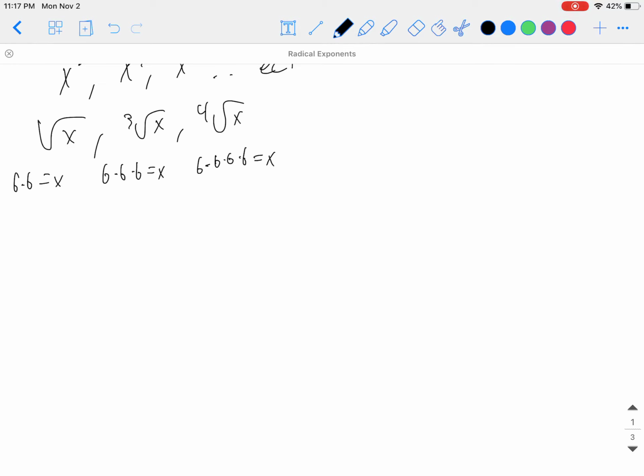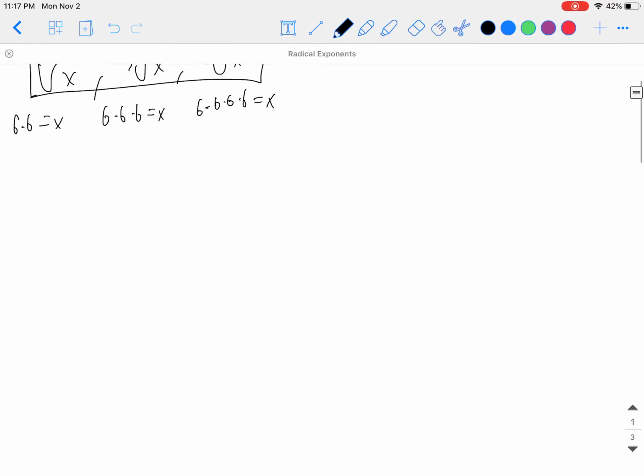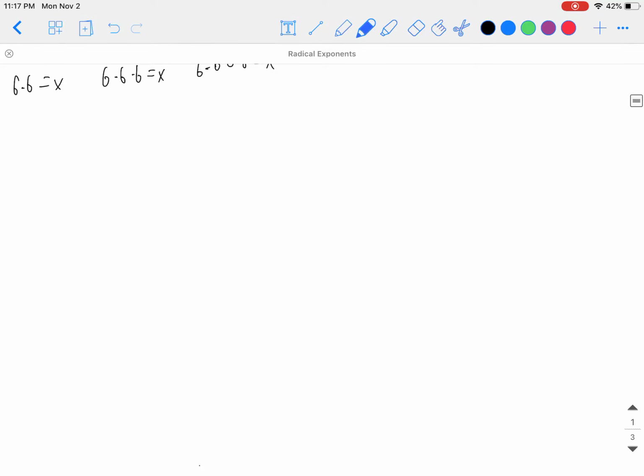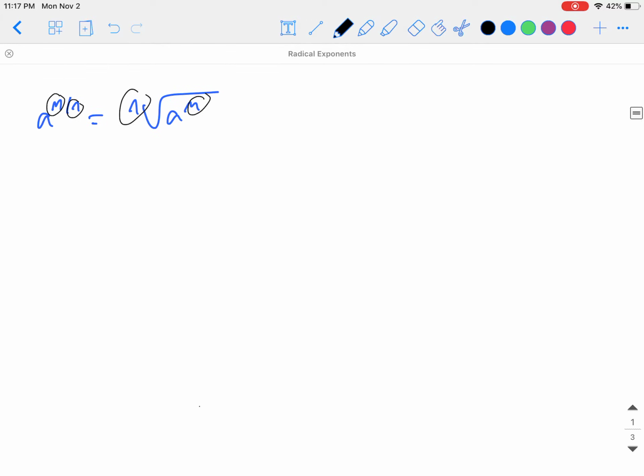So, what if we want to express one of these as an exponent? Well, we have a formula for radical exponents. We have a to the m over n equals the nth root of a to the m. As you see, top goes with inside, bottom goes with outside. So if we take the square root of x, it is understood that there is a 2 and an understood 1 there. So this means that we can write the square root of x as x to the 1/2. As you see, we have inside top, outside bottom, just like the formula from above.